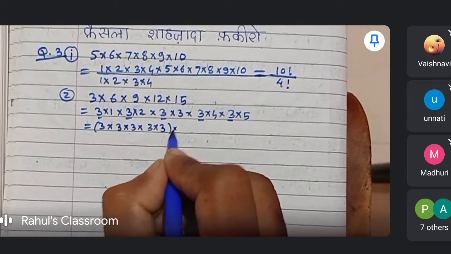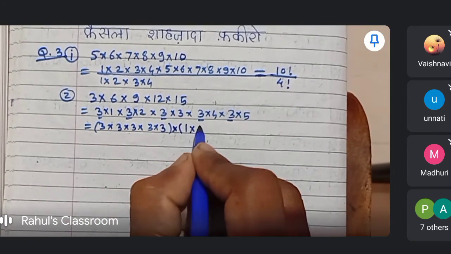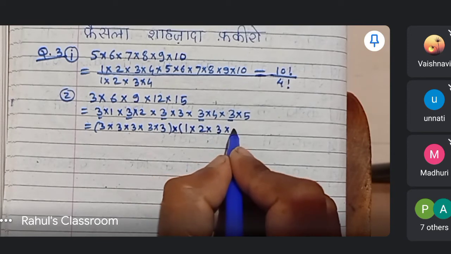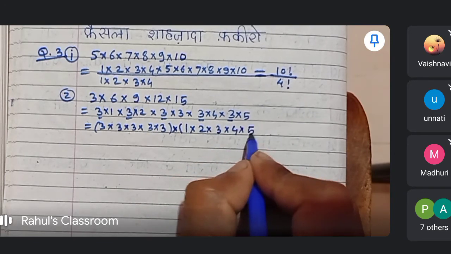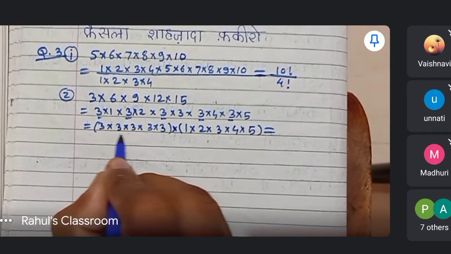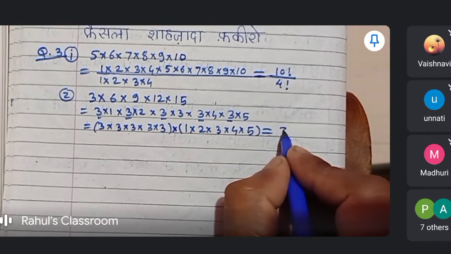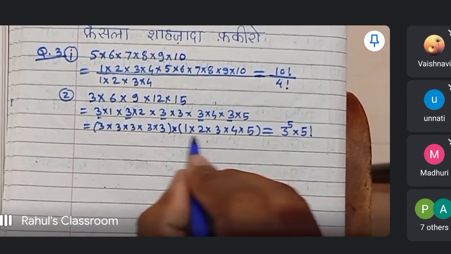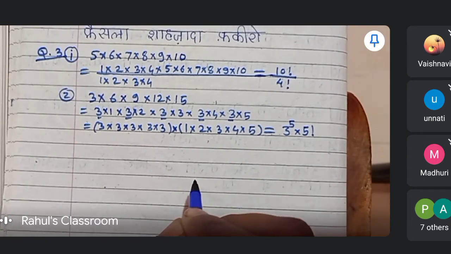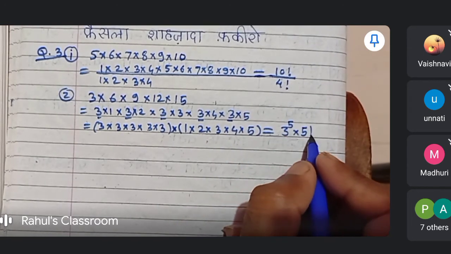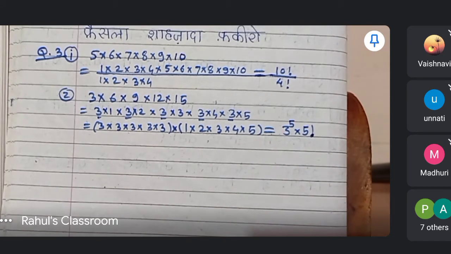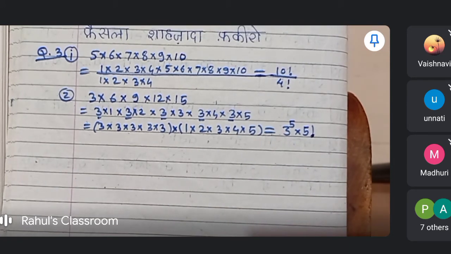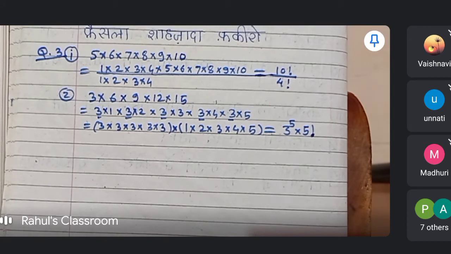And in the second bracket, 1 into 2 into 3 into 4 into 5 remaining. 3 into 3 into 3, 5 times, means 3 raised to 5, into 1 to 5, which means 5 factorial. So 3 raised to 5 into 5 factorial. Like this we have to express it in factorial notation.